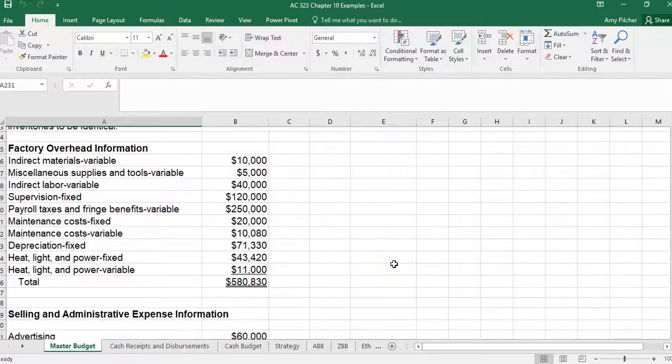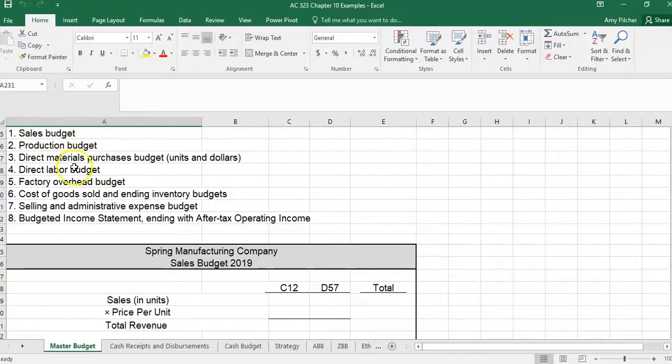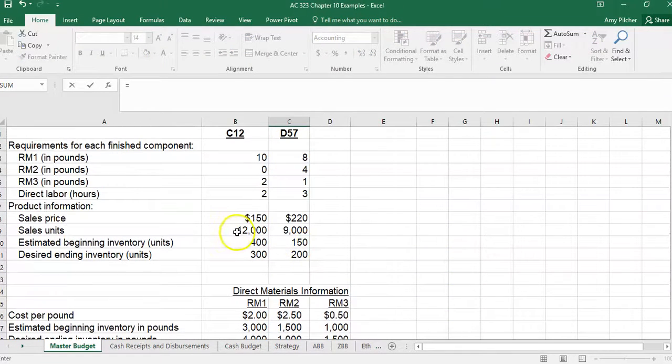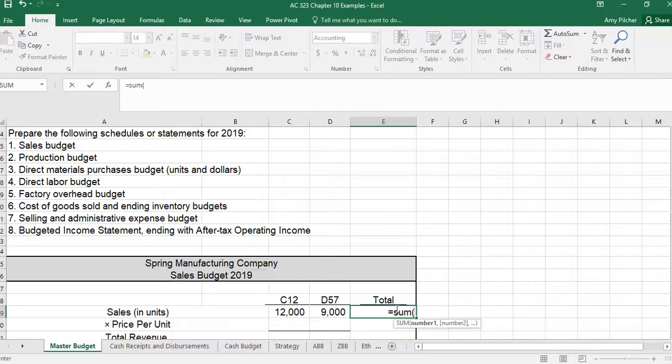And the first thing that we want to do is create our sales budget. So we need to create each one of the budgets. So we start with our projected sales in units times the price per unit. So our projected sales of C12 is 12,000 units. And our projected sales of D57 is 9,000 units. So all total, we have sales of 21,000 units.